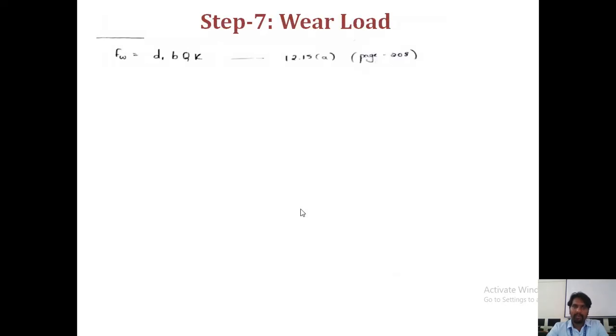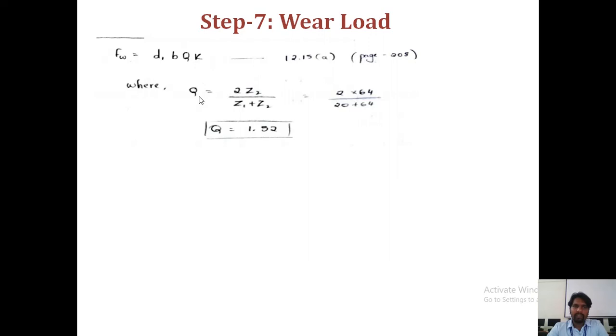It is the wear load. To calculate the wear load, which is given by D1 BQK. In this equation, it is always given with the D1. Whether the design is based on pinion or gear, D1 is always fixed, so it will not change to D1 or D2. In the data handbook, 12.515 equation A, page number 208, FW is given by D1 BQK.